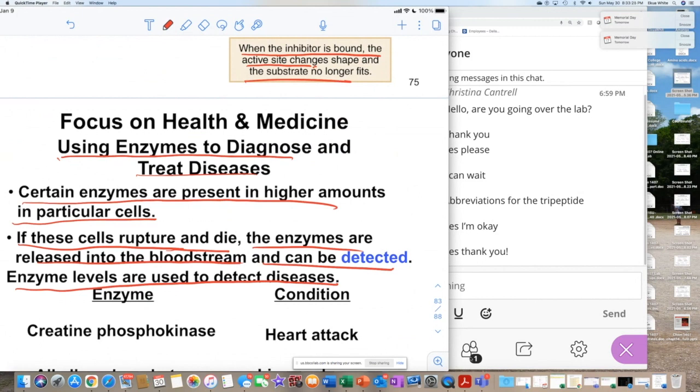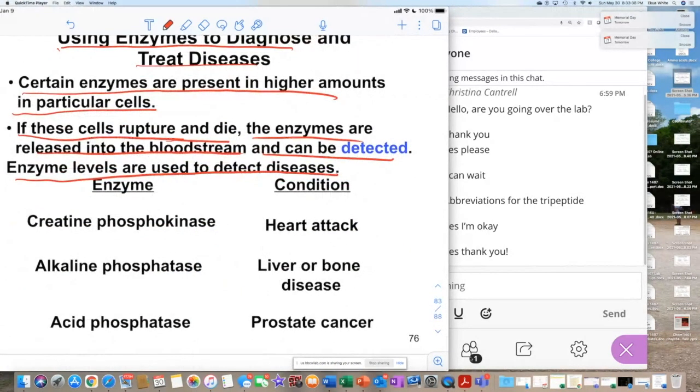So if a lot of liver enzymes are found in the blood, that means the liver cells are dying or something is wrong with the liver, right? So here are examples of enzymes that communicate to doctors there's something wrong with the patient. If a high concentration of creatine phosphokinase is found in blood, that indicates the patient is having a heart attack. If a lot of alkaline phosphatase is found in the blood, that indicates the patient has liver or bone disease.